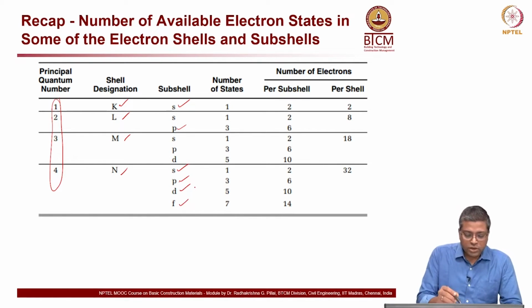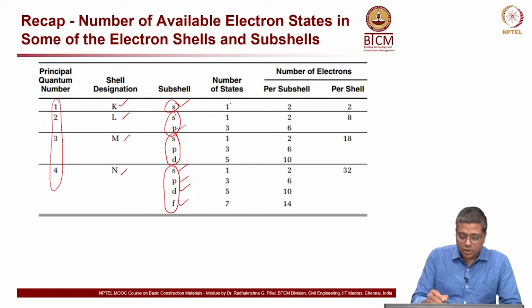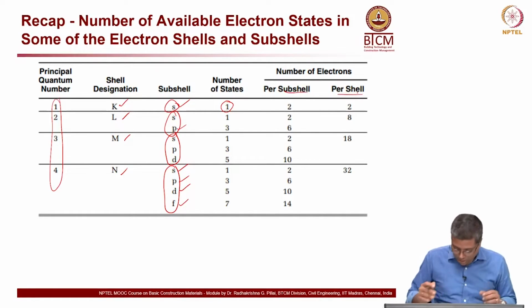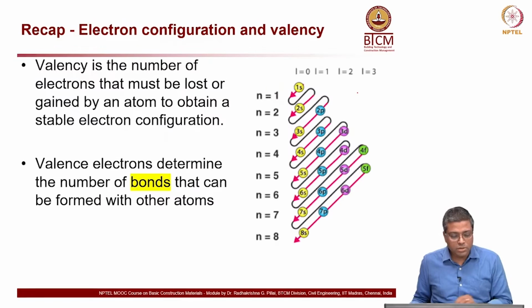Okay. So, in the first shell you have only the S subshell, in the second shell you have S and P, in the third one you have S, P and D, and then in the N shell you have S, P, D and F. Now, the number of states, you can see S1, that is what it is, and then you have the number of electrons per subshell and per shell. This is just to recap what we all studied before coming to engineering colleges. I also wanted to emphasize that these are important to be remembered when we talk about materials.